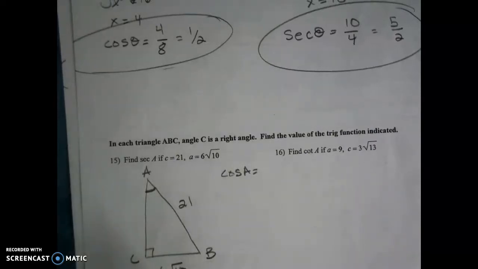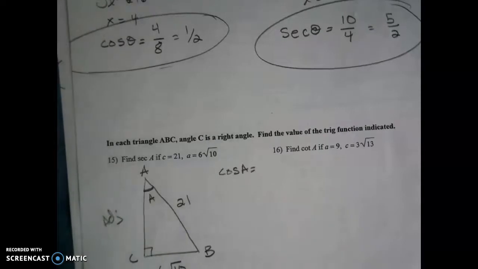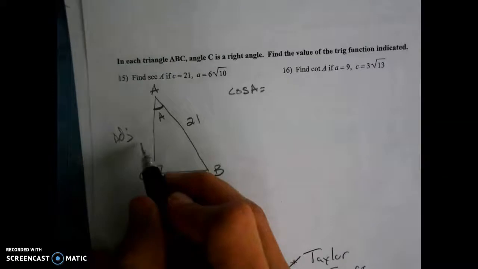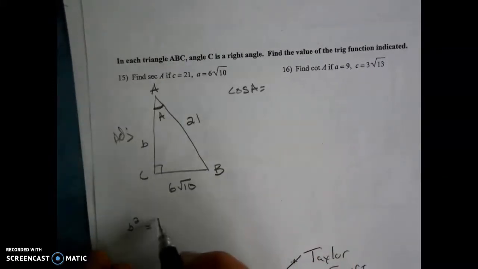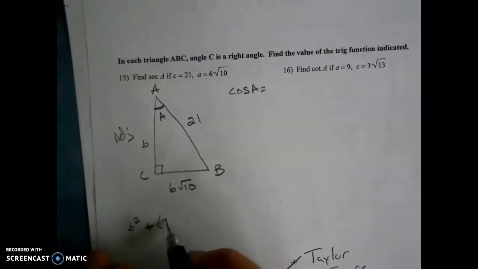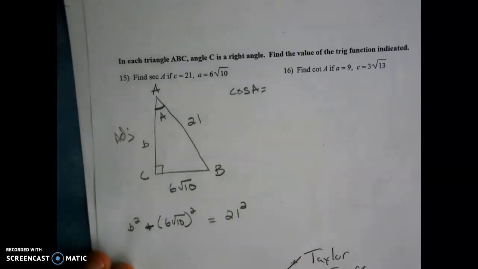Okay, well, cosine is adjacent over hypotenuse. So if this is our angle, here's our adjacent side. Shoot, we don't have that side. So let's find it. We'll call this b. So we'll have b squared plus 6 times the square root of 10 squared is equal to 21 squared. Okay, so now we just need to solve for b here. So we can plug some of these into our calculator.